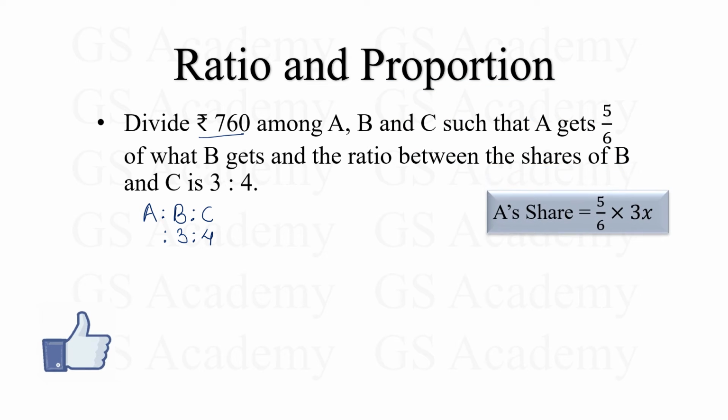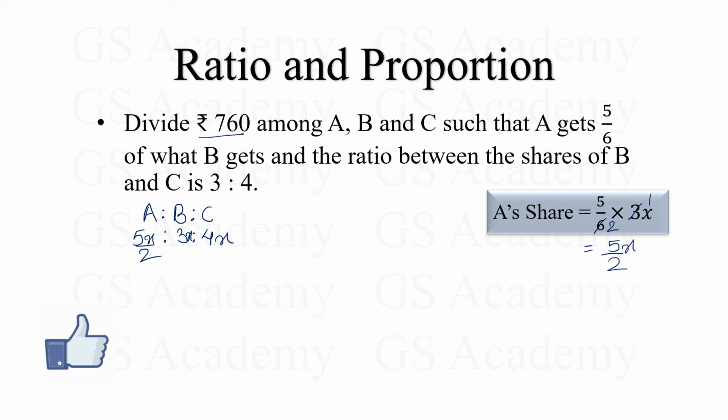Now A's share is what? 5 by 6th of B. So according to the ratio, B is 3x. So we will multiply 5 by 6 with 3x. So this becomes 3 ones and 3 twos. So A's share will be 5 by 2 x. So here we will write it down as 5x upon 2. This will be x, this will be x. Consider the ratios with the x.